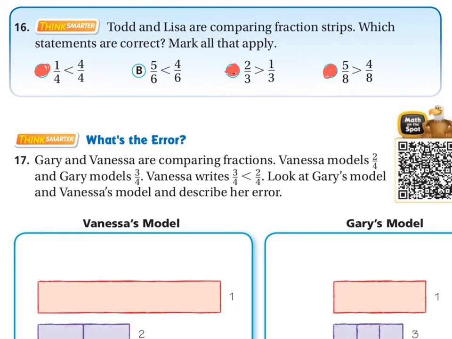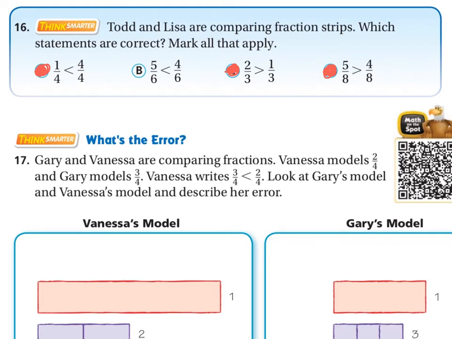And finally, D, I'm comparing eighths here. So I look at the numerators. 5 is greater than 4. So 5/8 is greater than 4/8. That is correct. My greater than sign is eating that bigger fraction 5/8.